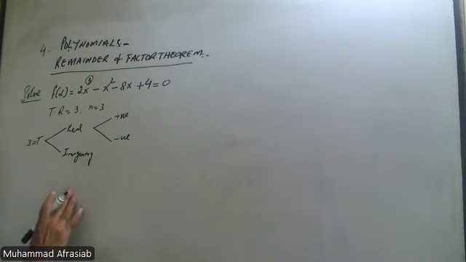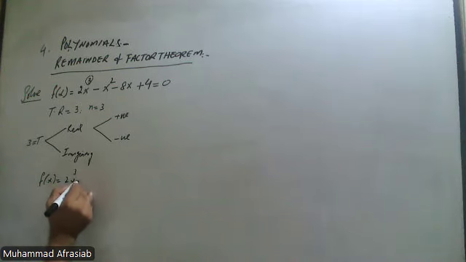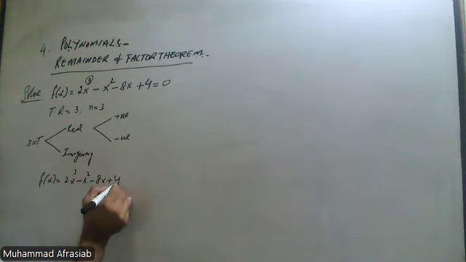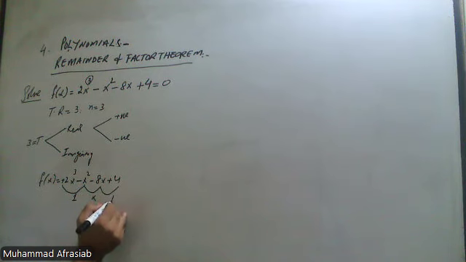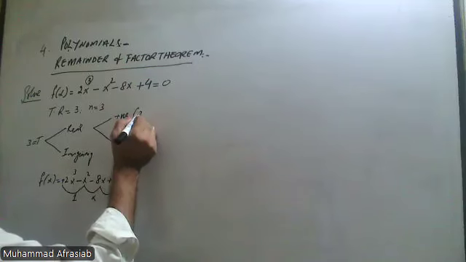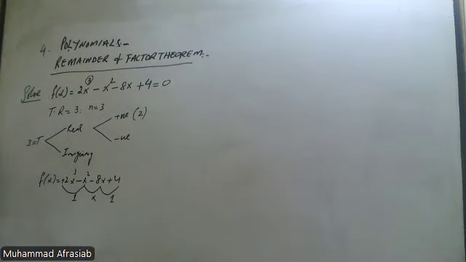Now, we use this method: if f of x is equal to 2x cube minus x square minus 8x plus 4, then we use the discrete rule for this. For positive x, there is one sign change, then from minus to minus there is no sign change, and from minus to plus there is one sign change there. So there are two values of positive x, or two real roots which are positive.